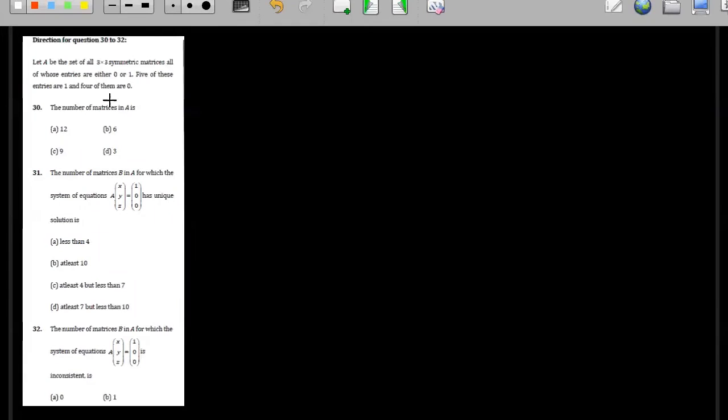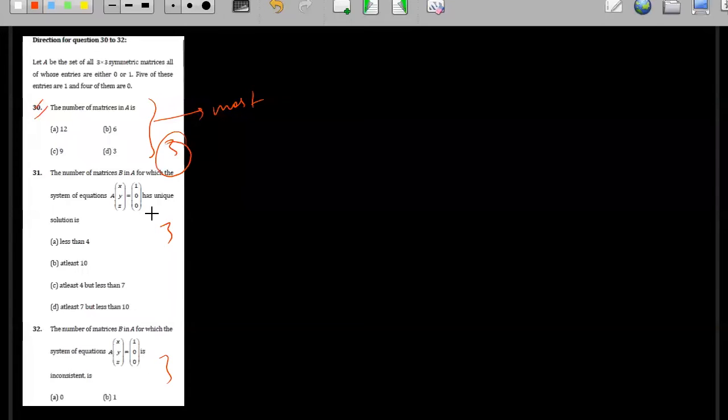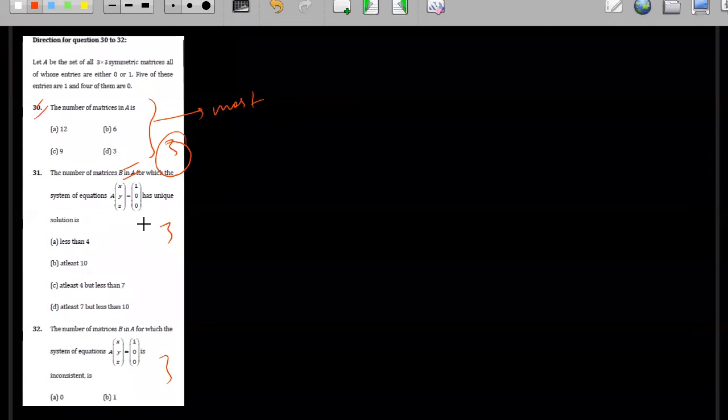Okay, now let's see. This question was very simple. The first part was the most important part. Again, 3, 3, 3, 9 marks. If you have solved this first part within 3 minutes, the remaining 2 you can solve in 1 minute each. So you can get 9 marks in only 5 minutes. Okay, so let's solve the first one.